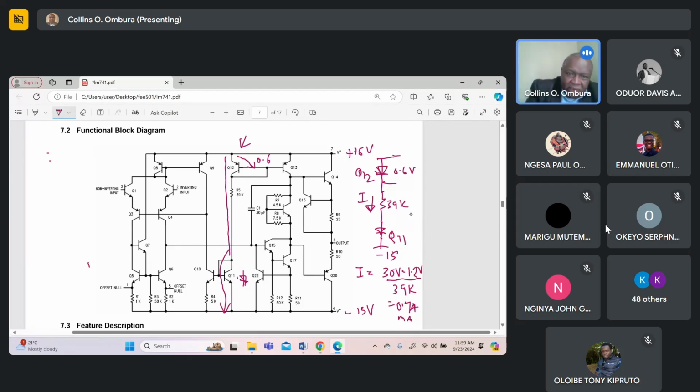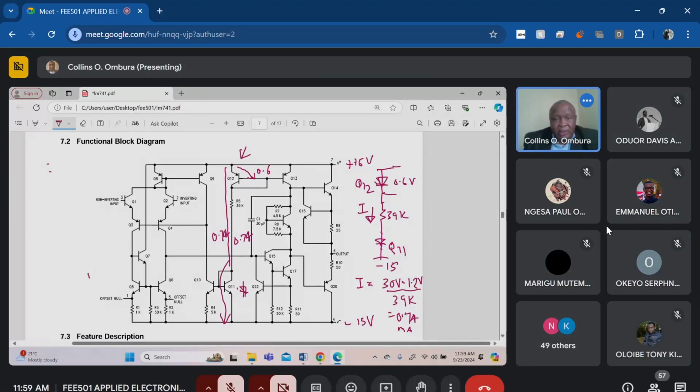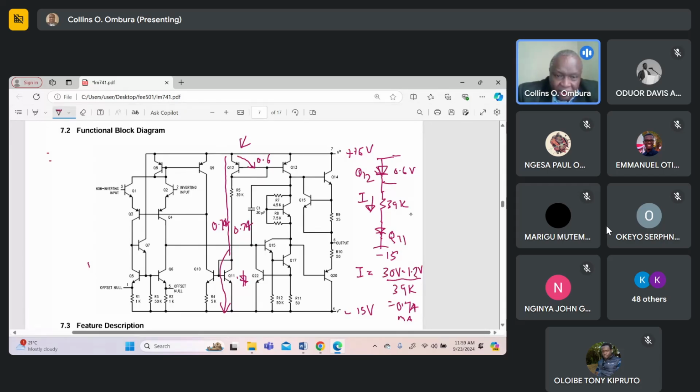So the current passing through this circuit over here is 0.74 milliamps. All right. So if 0.74 milliamps is passing through this Q over here, Q11, it must mean that also this one is 0.74. This is also 0.74, because Q10 and Q11 are current mirrors. And also Q12 and Q13 are current mirrors. So the current passing through Q13 is also 0.74 milliamps.